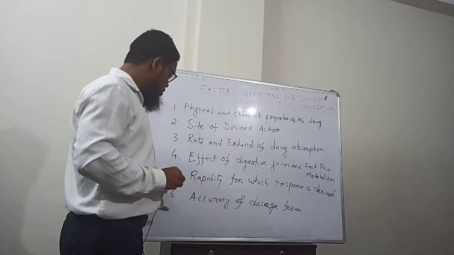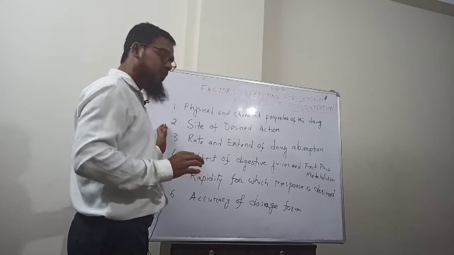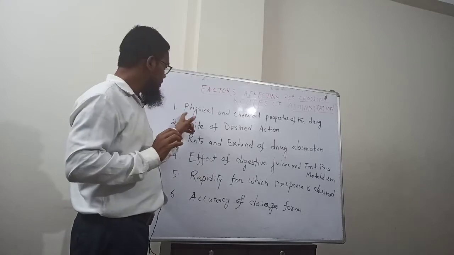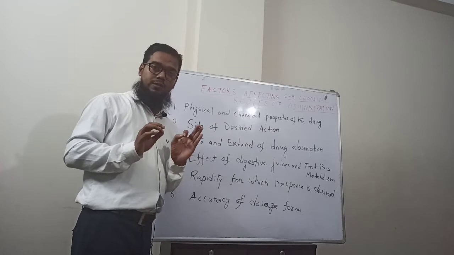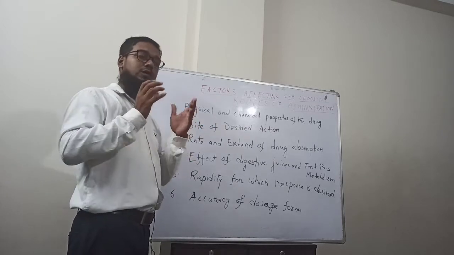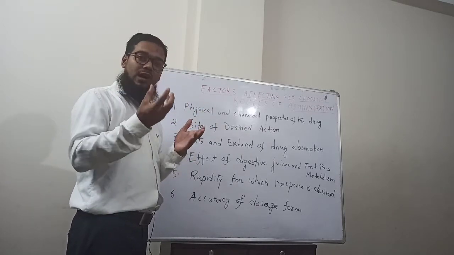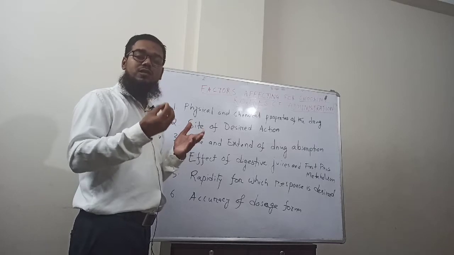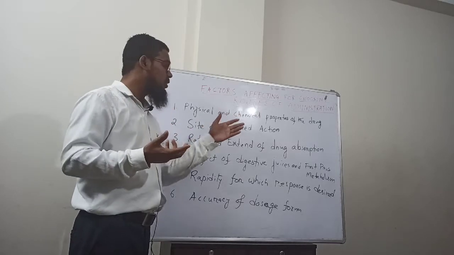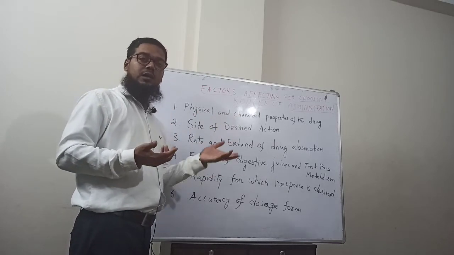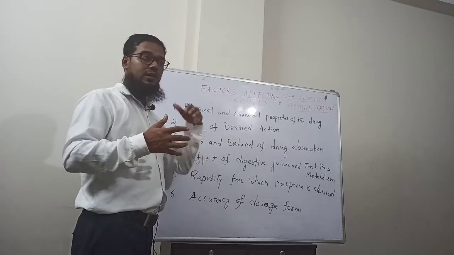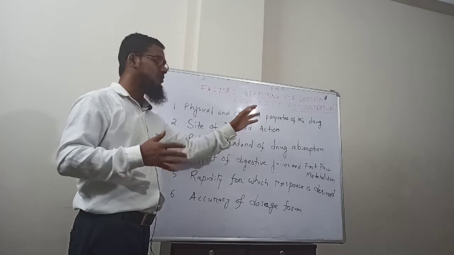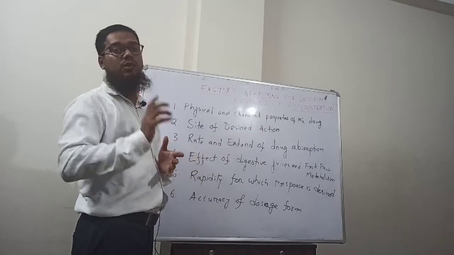There are six most common factors that we will discuss here. First factor is physical and chemical properties of the drug. Physical properties, we know, are size, shape, color, odor, smell, etc. Chemical properties are reactivity, for example whether it reacts with acid, base or other things, and chemical interactions.